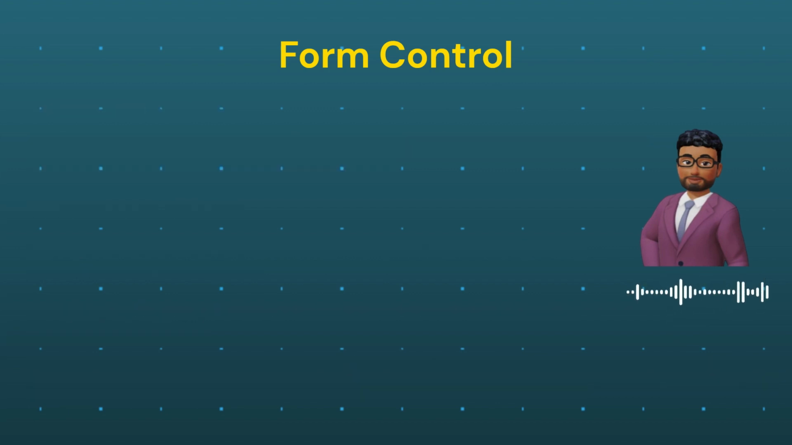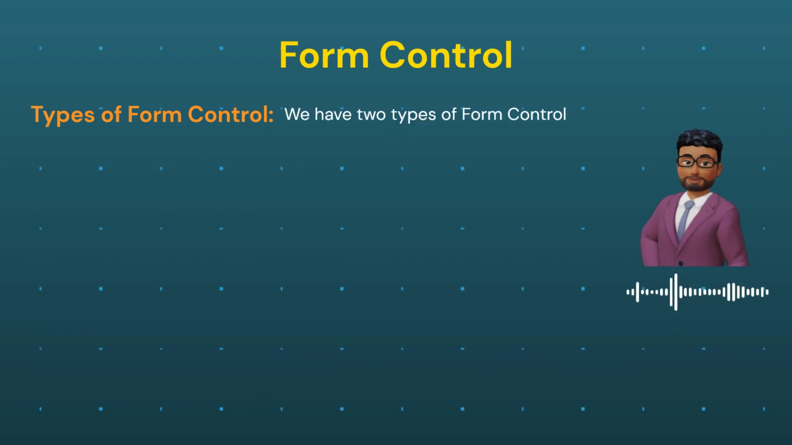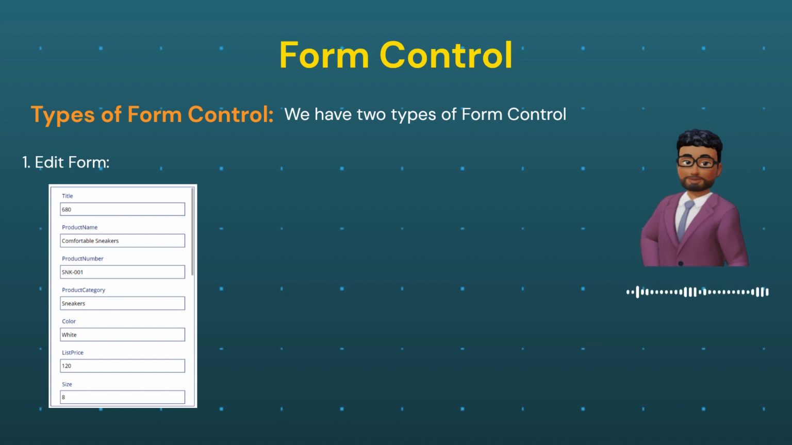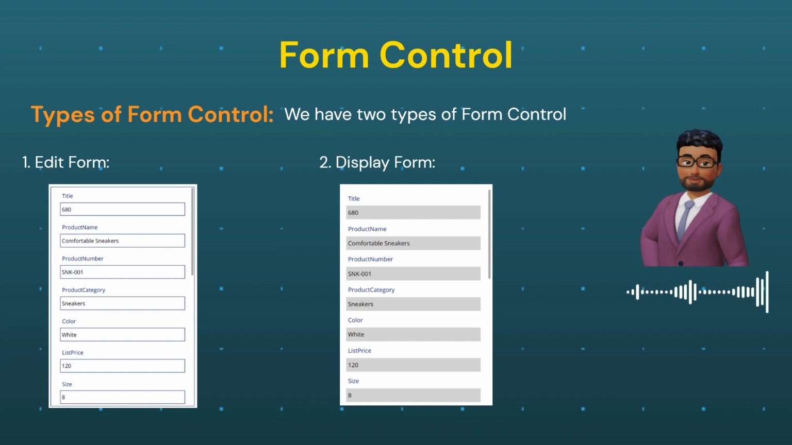Now let's see what types of form control we have in Power Apps. We have two types of form control. First is the edit form, and you can understand from its naming convention that it is used to add or edit information in the existing source. The second type is the display form, which helps us view the information that is already available in the source.